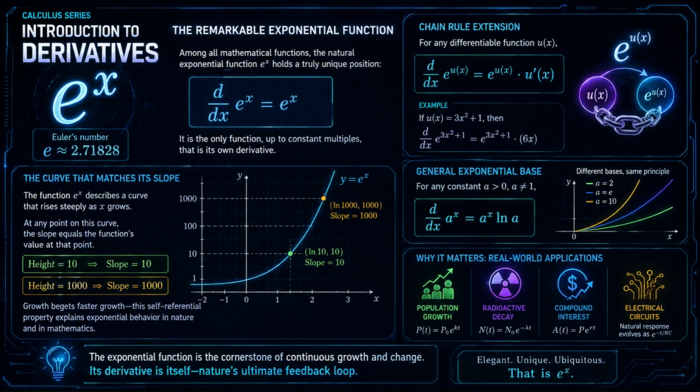Among all mathematical functions, the natural exponential function, written e to the x, where e is Euler's number, approximately 2.71828, holds a truly unique position. It is the only function, up to constant multiples, that is its own derivative. Formally, d over dx of e to the x equals e to the x. Let us appreciate why this is remarkable.